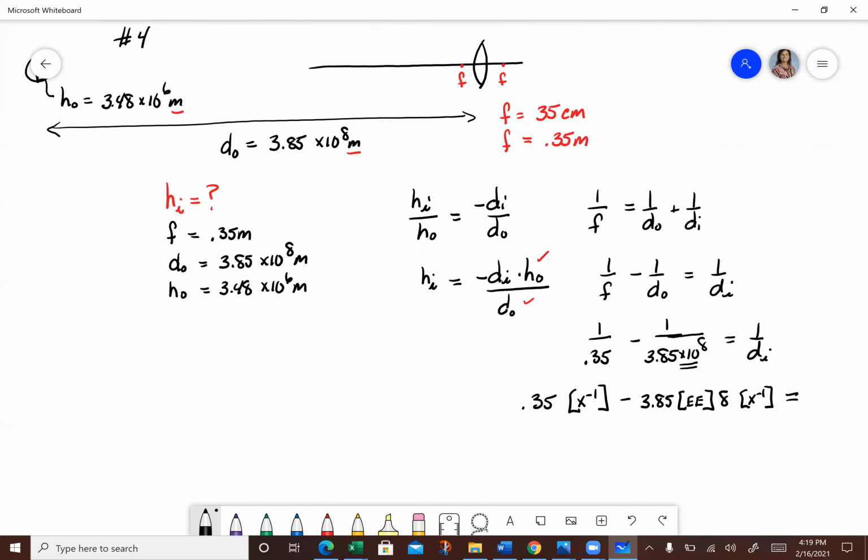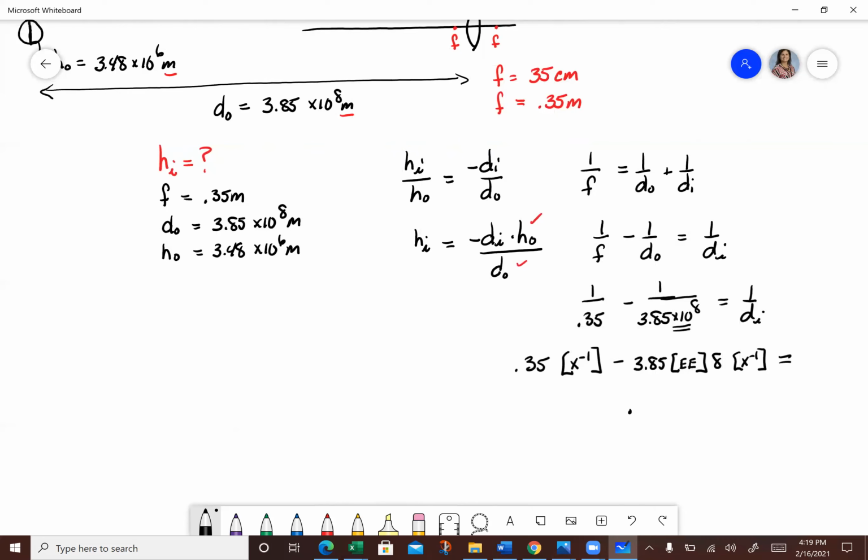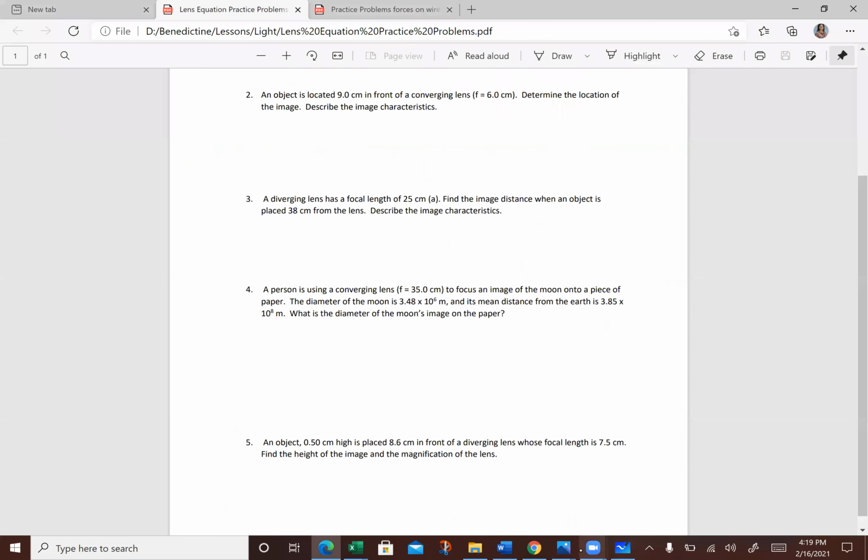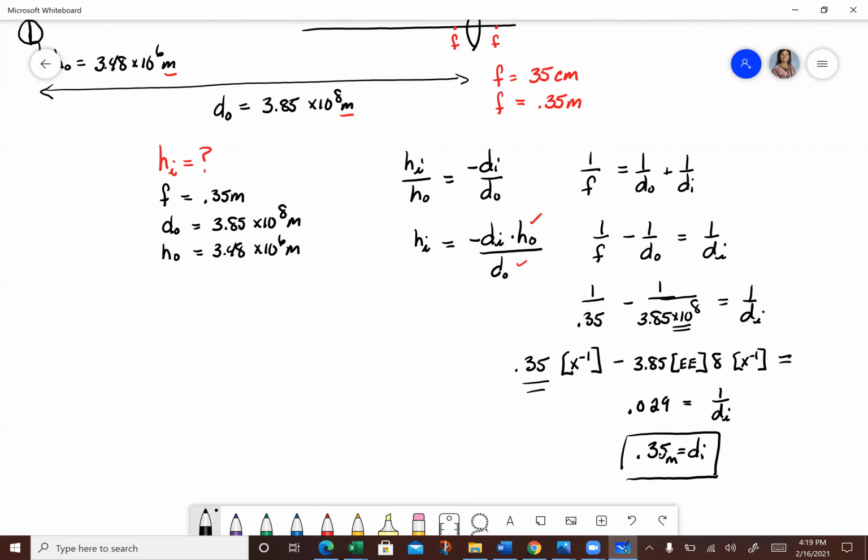That's going to come out to be a very small number, and it actually comes out to be 2.9, and that equals 1 over DI. When you reciprocate that again, you're going to get 0.35 equals DI. And that's in meters, because we switched all of our units to meters. But notice it's the same distance as our focal length. Because this number right here, you're dividing by such a huge number that it actually approaches 0 as compared to this number. So it really has no effect.